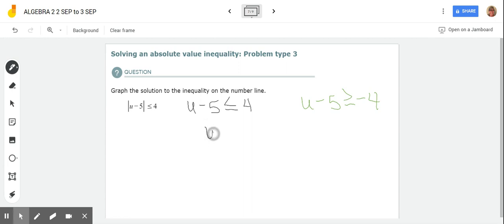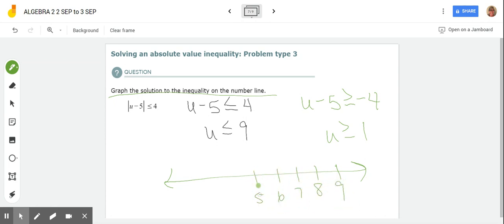Again, add 5. U is less than or equal to 9. And on the other side, add 5. U is greater than or equal to 1. And it says graph the solution on a number line. And I probably should have shown you the way that you would check it. 7, 6, 5, 4, 3, 2, 1. Okay, solid dot at 1. It says U is greater than. We're going to go up to 9, solid dot at 9.